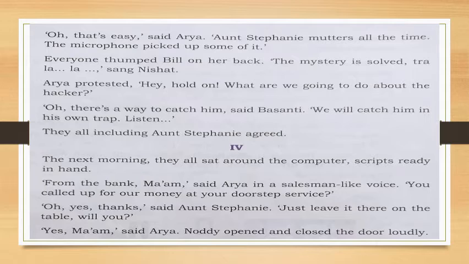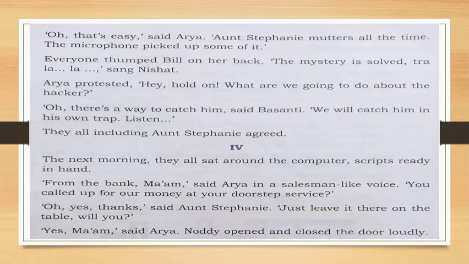Then everyone thumped Bill on her back. The mystery is solved. Tra la la la la, sang Nishat. Arya protested. Hey, hold on. What are we going to do about the hacker? Bill came to know who the hacker is. Then the mystery is solved, so he is in a happy mode. Then Arya protested, yeah, wait, hold on. Why are you so happy? Then how could we catch that hacker? So let us think about that, he said.